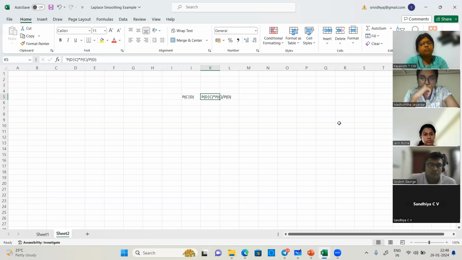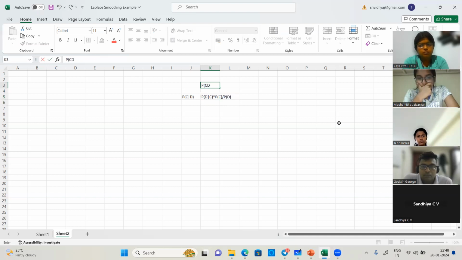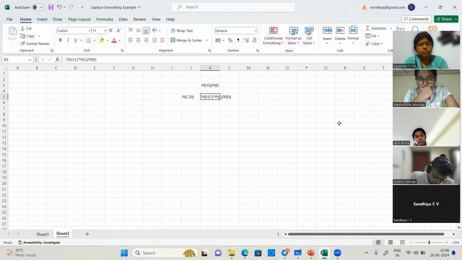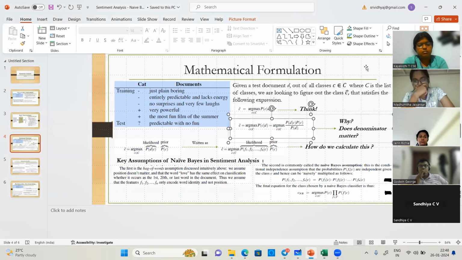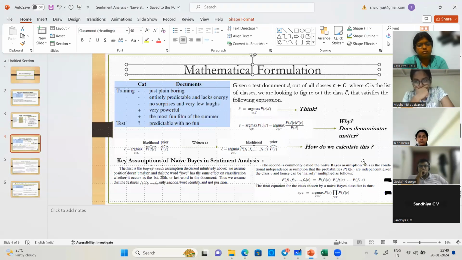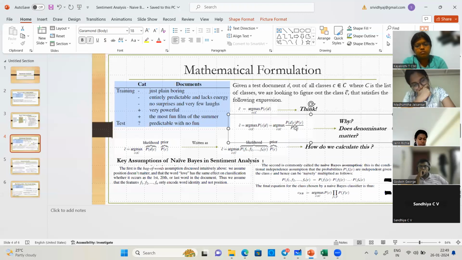What Mugundan did was derive this using this expression, where he said this is actually probability of CD divided by probability of D. And then he expanded this into this: probability of CD can be written as D given C multiplied by probability of C. So no rocket science there. This is just Bayes theorem.